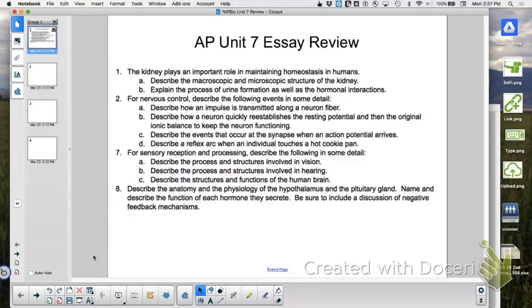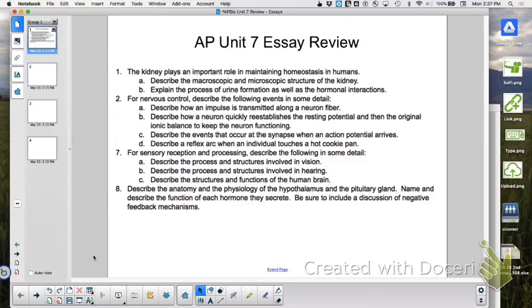All right, so the first part is: the kidney plays an important role in maintaining homeostasis in humans. Now, you could lead with some introductory discussion right off the bat, talking about how it contributes to homeostasis. But then, when I break down the essay, I said describe the macroscopic and microscopic structure of the kidney.